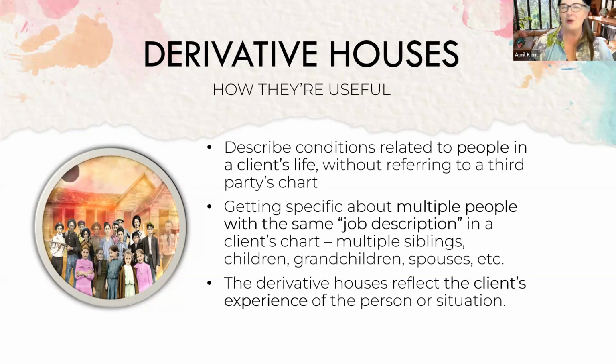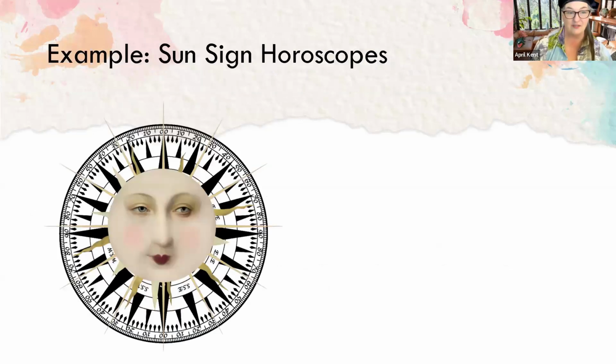The reason they work, and I was talking to my friend about this, and she said, well, how do you possibly do this? How do you possibly talk about a person in someone's life without looking at that person's chart at all? And I say, it's because derivative houses reflect the client's experience of the person or the situation. And it really does work most of the time.